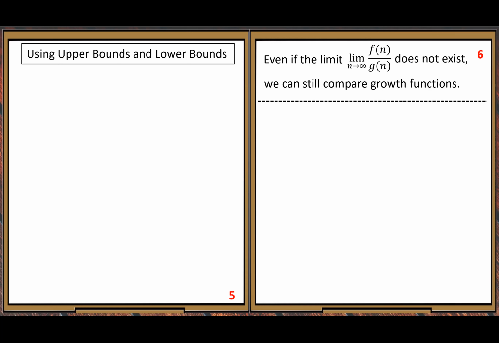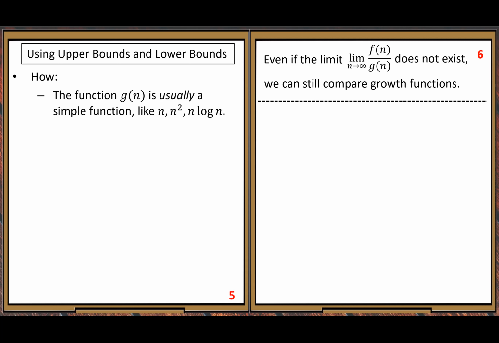The function g of n is usually a simple function. g of n, the growth function. Remember how we get the growth function? We try to make it as simple as possible, right? We take the dominant term, then we remove the constant, or we just use the leading coefficient of 1. We try to simplify it as much as we can. So like n squared, n log n. That's our typical growth function.